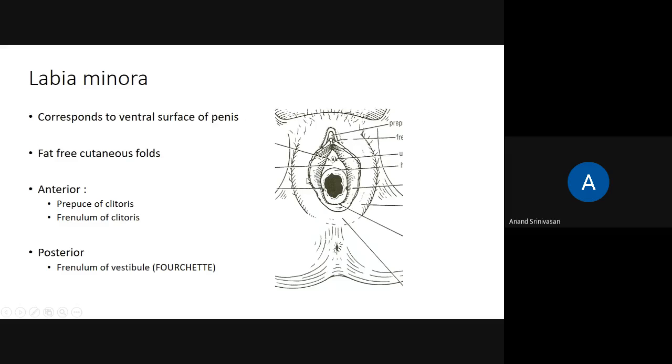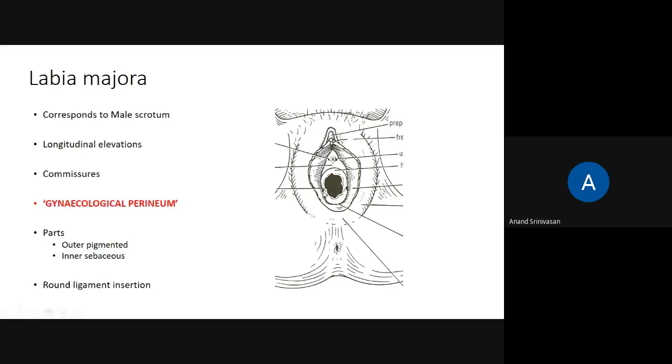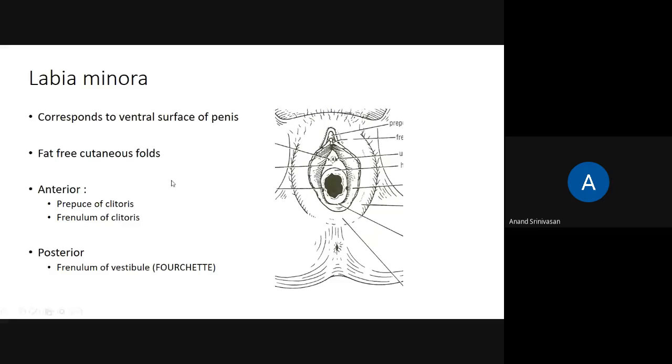Now the labia minora are slightly inner, and they correspond to the ventral surface of the penis. They do not have any fat. That's more important: the labia majora contain fat, whereas the labia minora do not. Anteriorly they meet near the prepuce and form the prepuce of the clitoris as well as the frenulum of the clitoris. Posteriorly they form the frenulum of the vestibule, which is also called the fossa. So this is very important, the foreshead as well as the gynecological perineum.